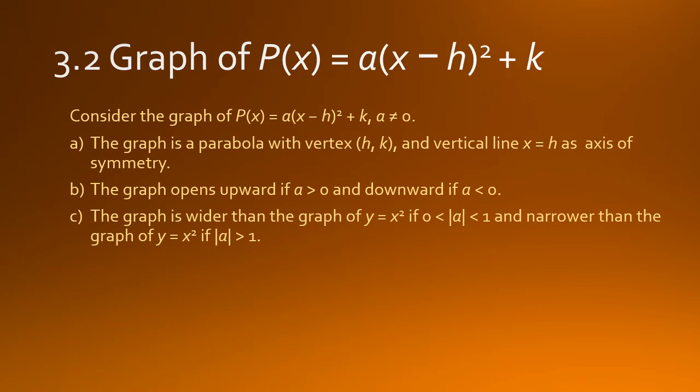The graph is wider than the graph of x squared if the absolute value of that number in front is between 0 and 1, and it's narrower because it'll be stretched if it's greater than 1.